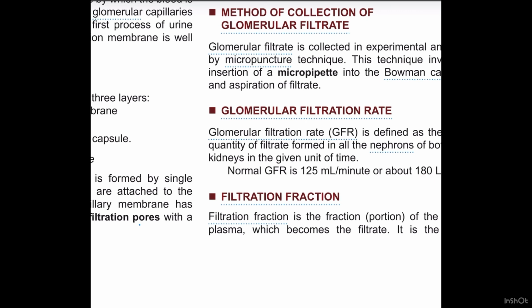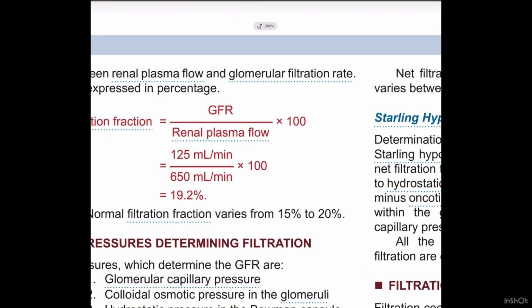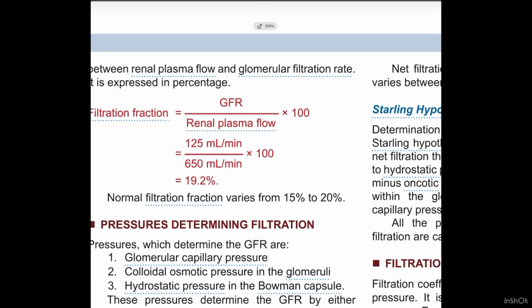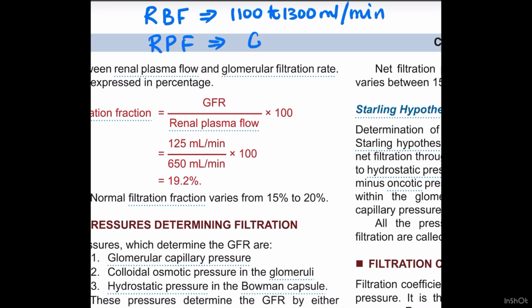What is meant by filtration fraction? Filtration fraction is the fraction or portion of the renal plasma which becomes the filtrate. It is the ratio between the glomerular filtration rate and the renal plasma flow. As I mentioned to you, renal blood flow, RBF, will be 1100 to 1300 ml per minute. RPF, the renal plasma flow, if you consider it, is 650 ml per minute.